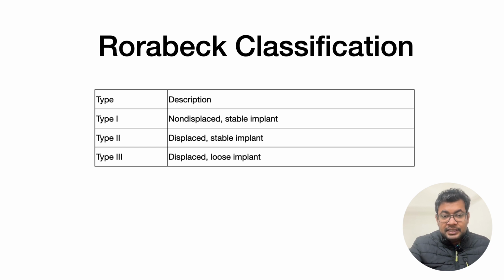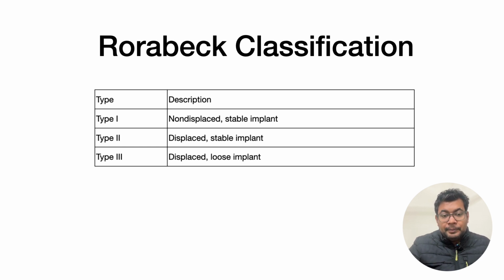Type 1 is a non-displaced stable implant with the fracture after the surgery. What we will do in type 1 is try to preserve everything and immobilize the limb. We will restrict the weight bearing and then apply a cast or a brace and wait for the fracture union. Because it is an undisplaced stable implant, most probably it will heal.